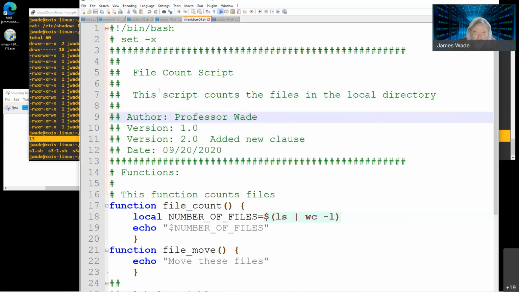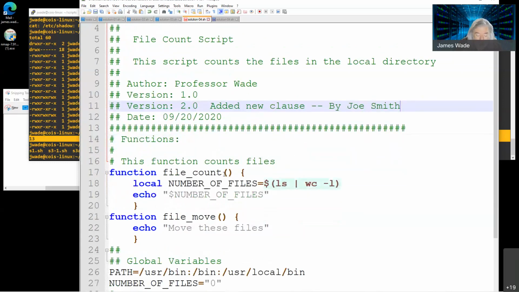Yeah, it's comments. So look, this is the file count script. This script counts the files in a local directory. Author, Professor Wade, version 1. Okay. And then if I go and make changes, I do version 2, and then I put a date. It may even be version 2 was by Joe Smith. Okay. And then I document.